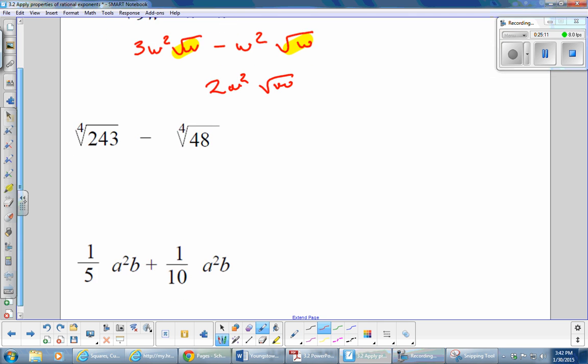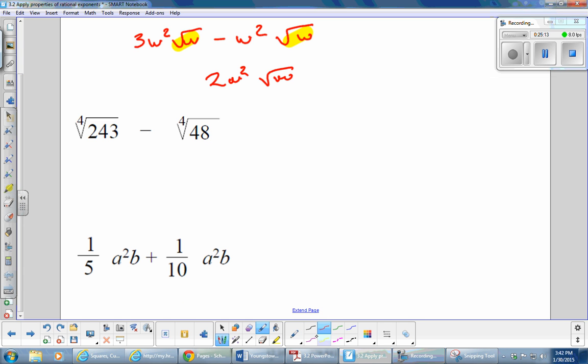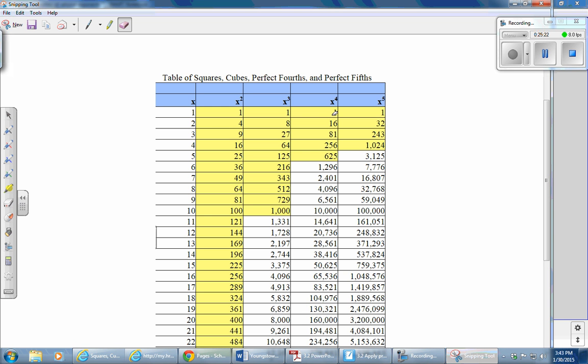So let's try this. Next problem. All right, the fourth root of 243. What is that? Well, let's look at our little cheat sheet. What did I say? 243?